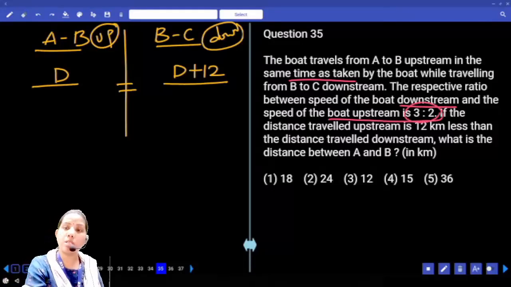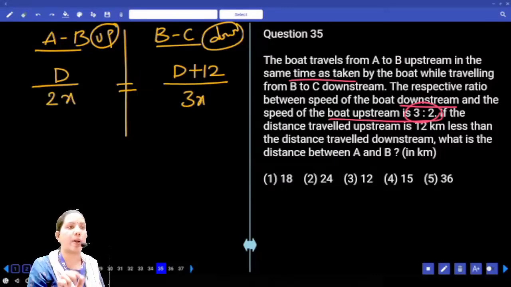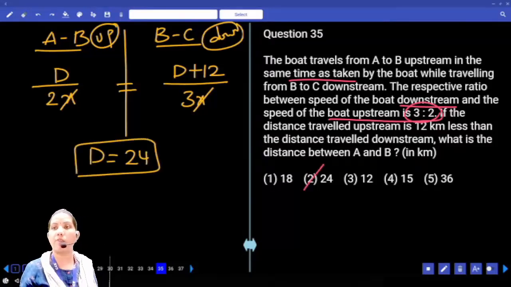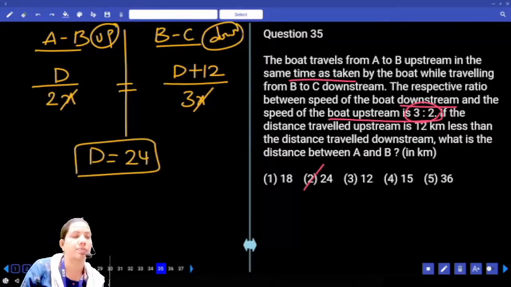3:2. Downstream is 3 parts. The upstream is equal to how many parts? 2 parts. So x and x cancel. It is 2D and it is 3D. So finally D is equal to 24. So this is the answer. D equal to 24. Second option is the answer.